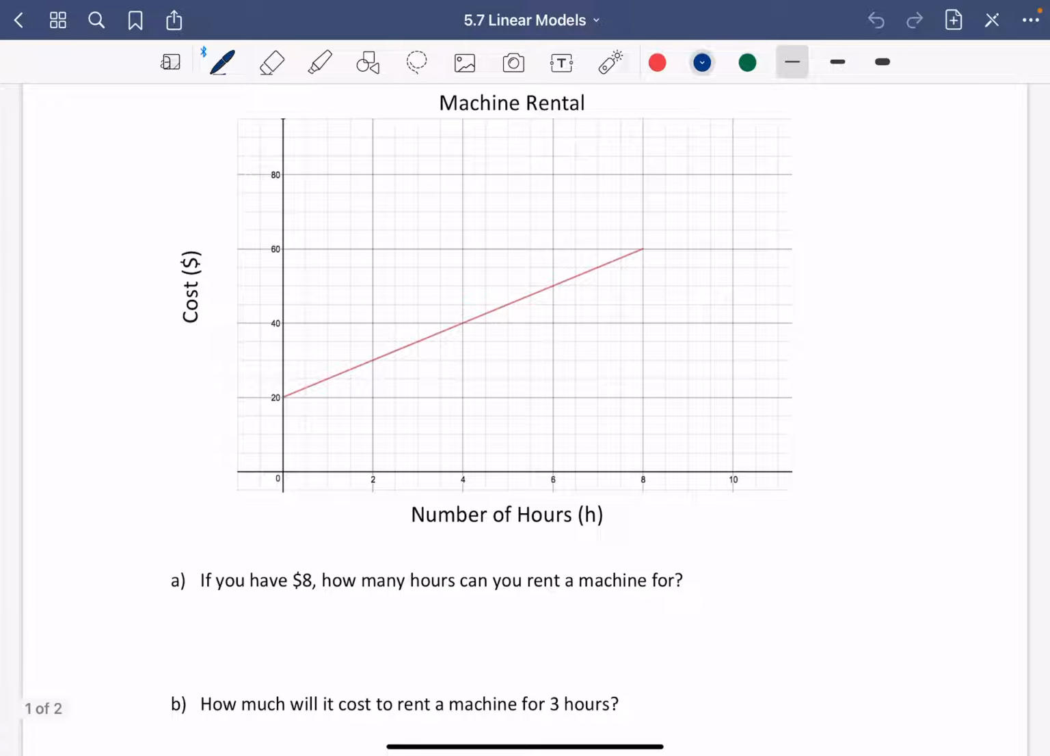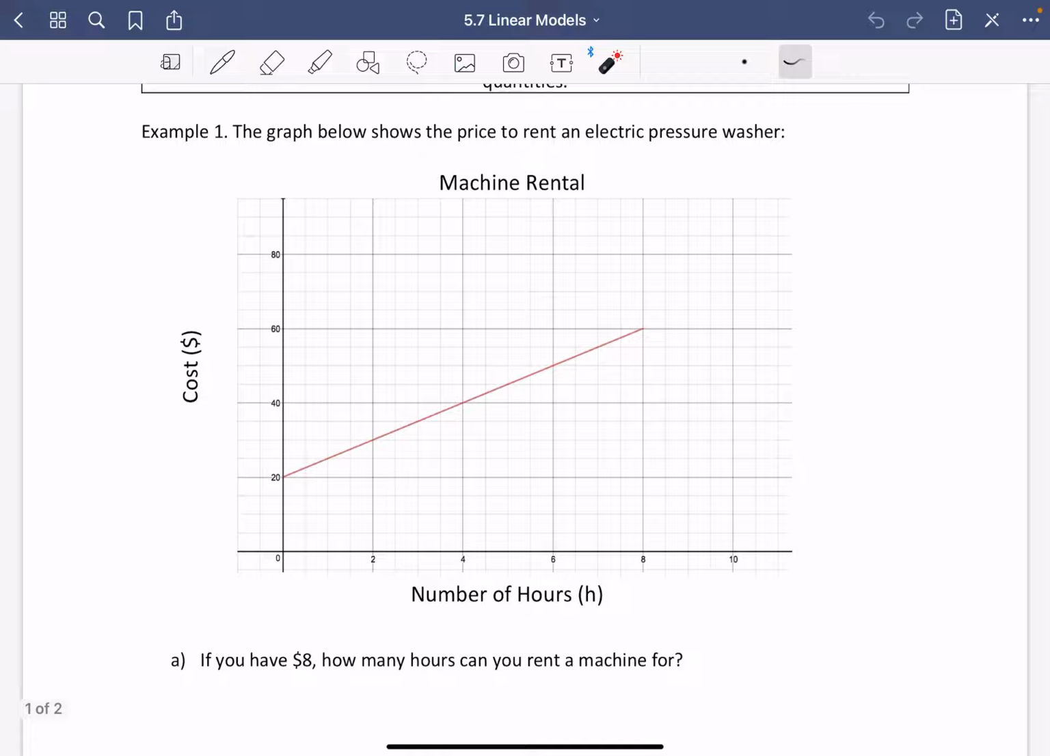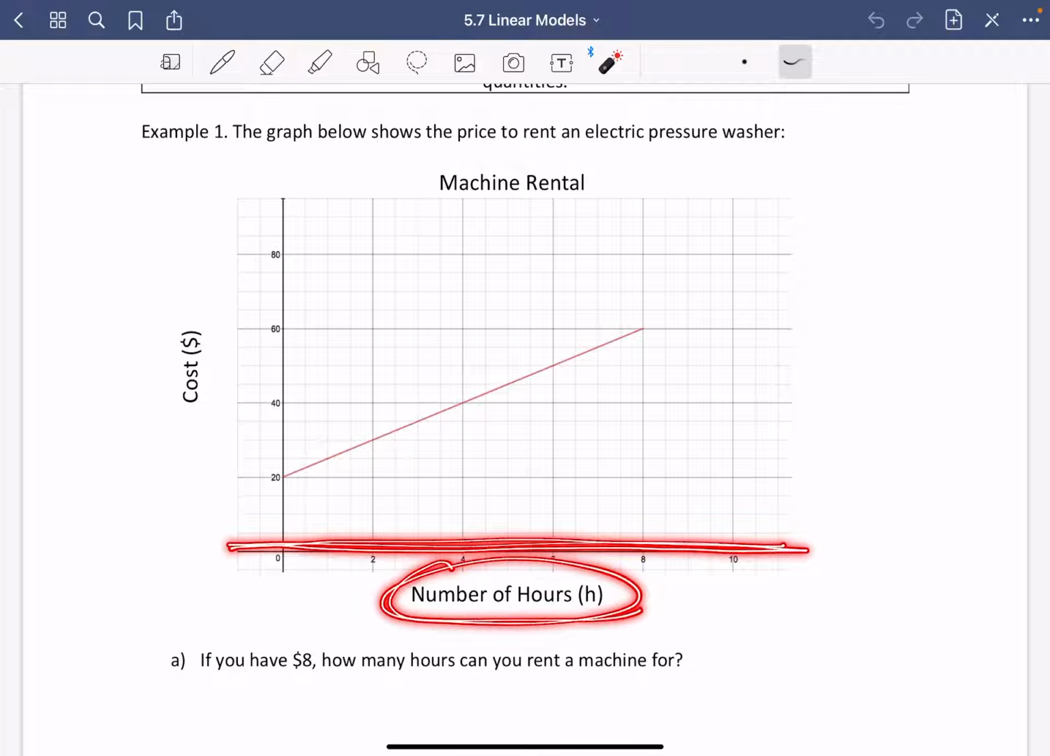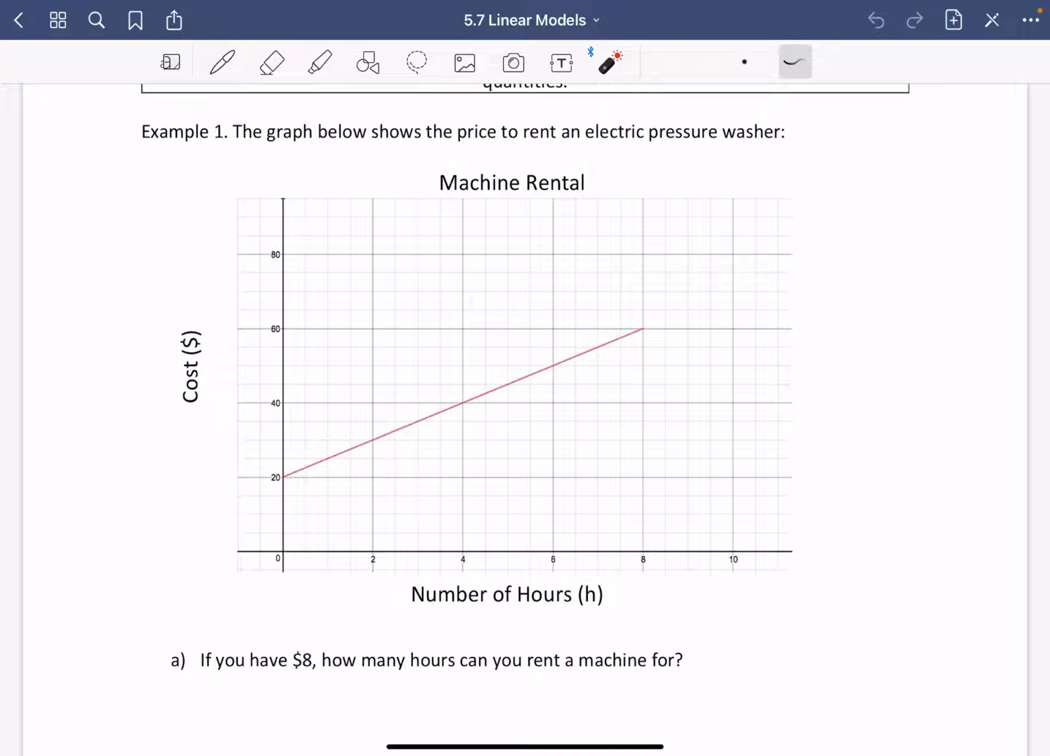Question A, if you have $8, how many hours can you rent a machine for? If you notice here, on the horizontal axis it says number of hours, and the vertical axis says the cost. So $8 will be the quantity on the vertical axis, so I want to find $8 on the vertical axis.